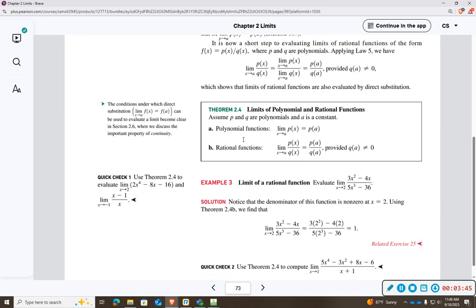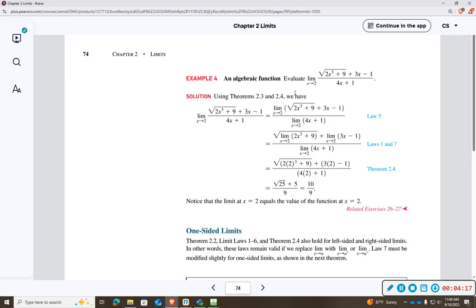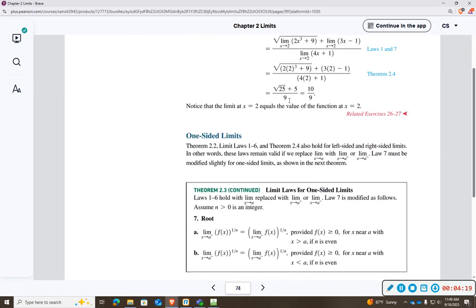So then you have this theorem. For polynomial functions, the limit of some polynomial function p of x as x gets close to a is going to be equal to p of a, direct substitution. With rational functions, same thing: the limit of p of x divided by q of x as x gets close to a is going to be equal to the value directly substituted in, again provided that the denominator is not equal to 0. And then of course we show you an example in the textbook, so it's very good to read over and understand what's going on here.